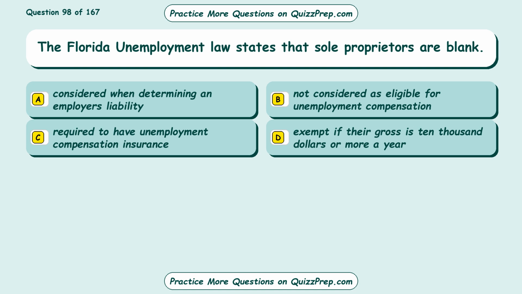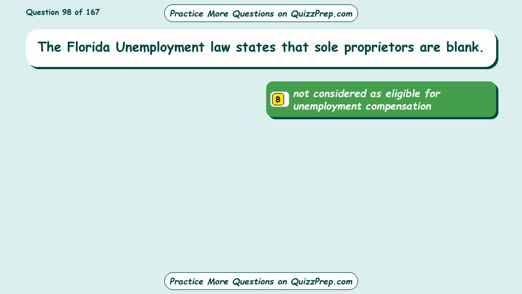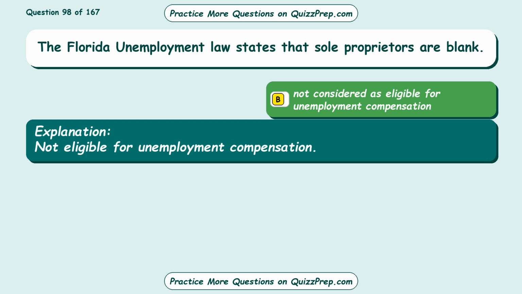Question 98. The Florida unemployment law states that sole proprietors are blank. Option A, considered when determining an employer's liability. Option B, not considered as eligible for unemployment compensation. Option C, required to have unemployment compensation insurance. Option D, exempt if their gross is $10,000 or more a year. The correct answer is option B, not considered as eligible for unemployment compensation.